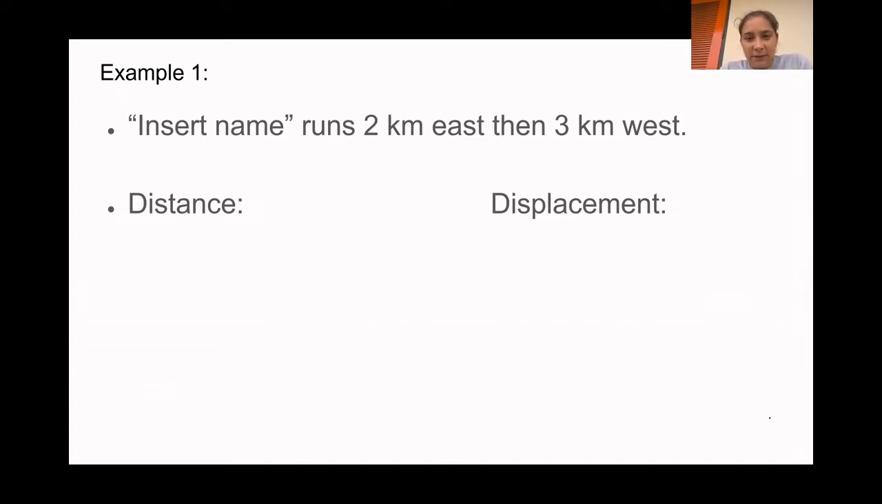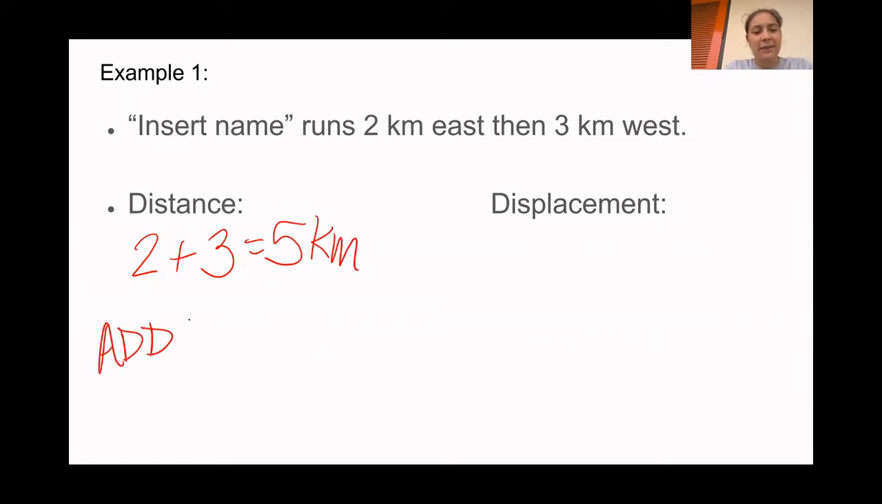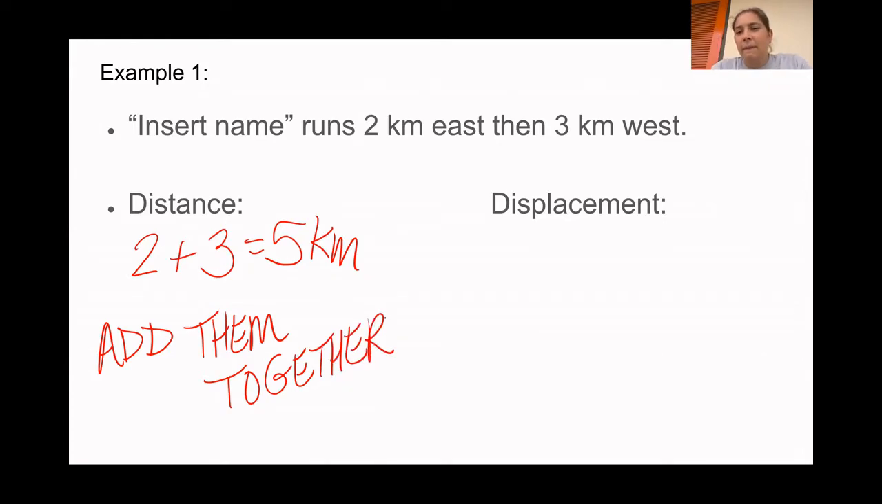So for distance, all it is how far your feet have gone. Well, how far have your feet gone? Your feet have gone 2 kilometers and then another 3. And so your total distance that you would have traveled, how far did you go, would be 5 kilometers. So for distance, you simply add them together. You don't care anything about direction. So this would be a 5K.